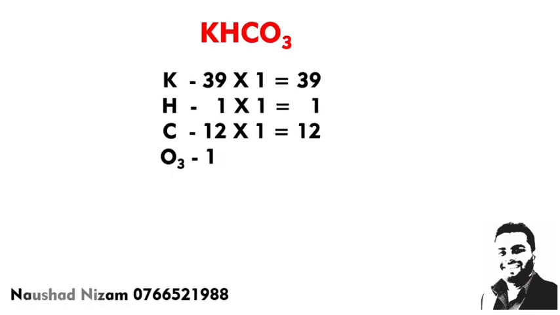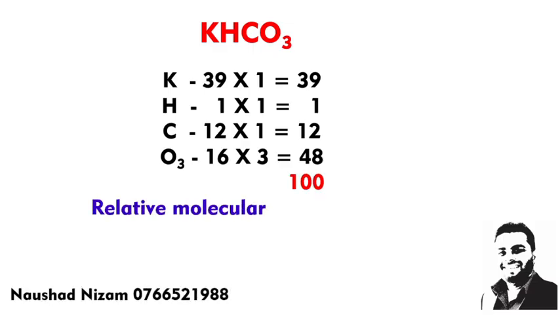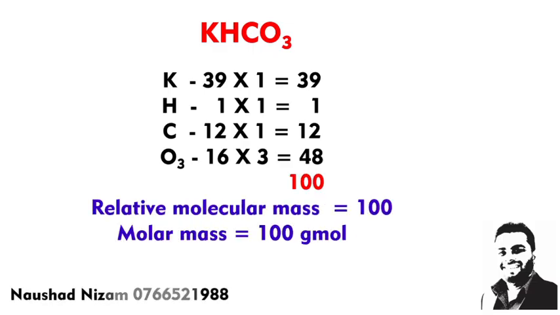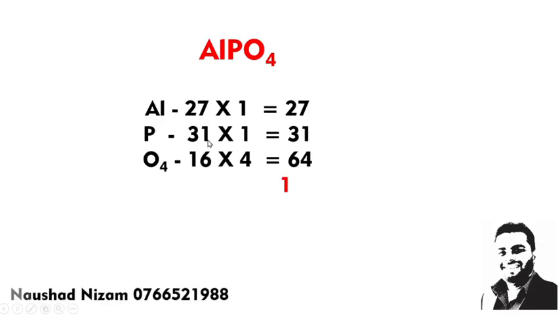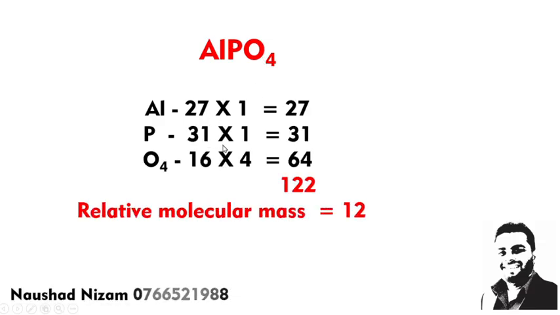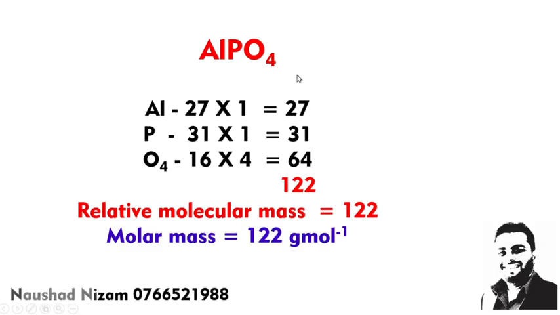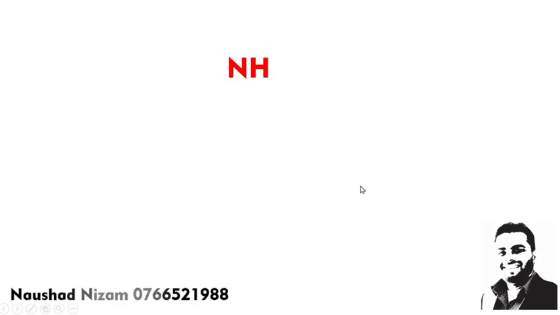Similarly, potassium bicarbonate. Just go through it. You can do these calculations by yourself. The answers are here, you can check them. Right. So how do you calculate? And then for the aluminium phosphate, the atomic masses are given. Phosphorus they have given 31, aluminium 27. There are 4 oxygen atoms in one molecule of aluminium phosphate. So when you get the answer, you will get 122 as the relative molecular mass.